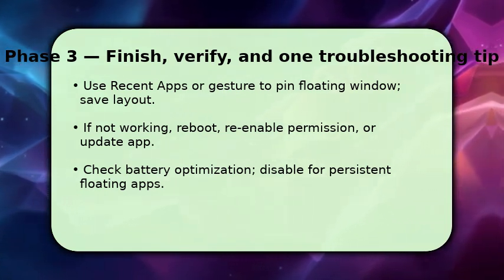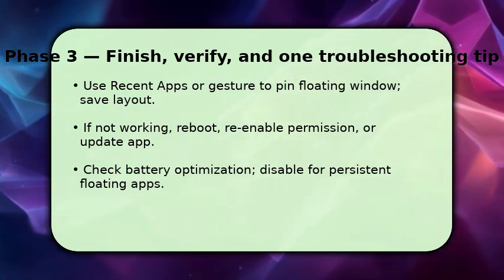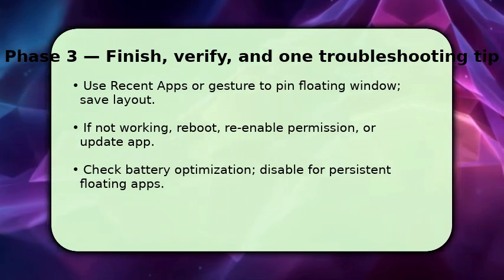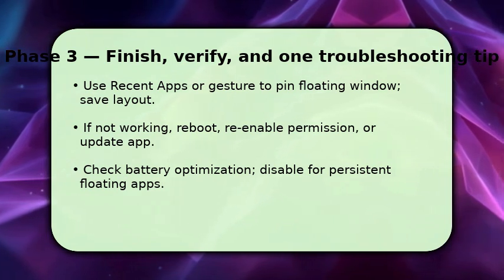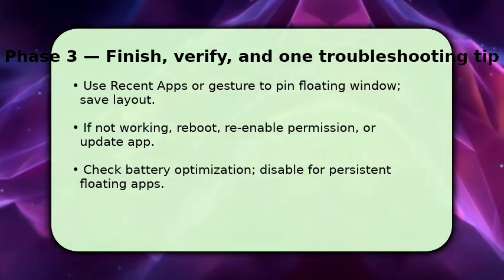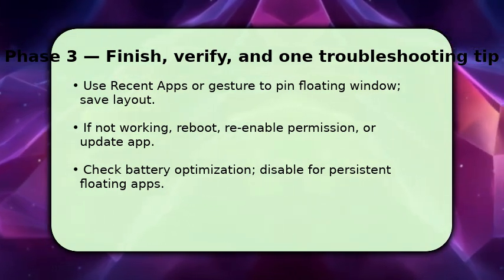If the window fails to appear, reboot the phone, revisit settings to re-enable floating window permission, and update the app. Those fixes resolve most issues. Also, make sure battery optimization isn't killing background overlays. Disable optimization for persistent floating apps. That single troubleshooting step usually restores consistent floating behavior.